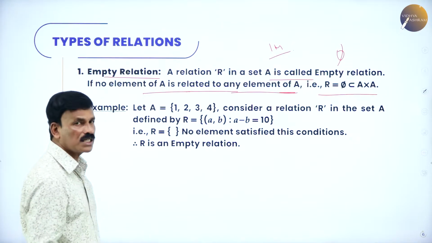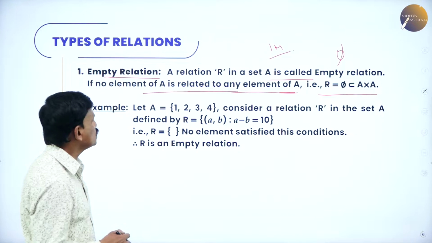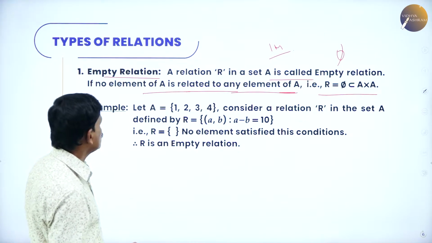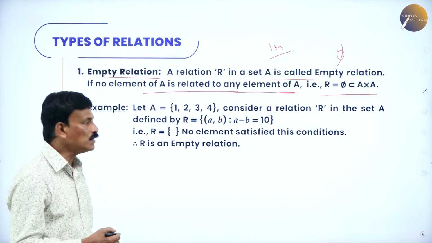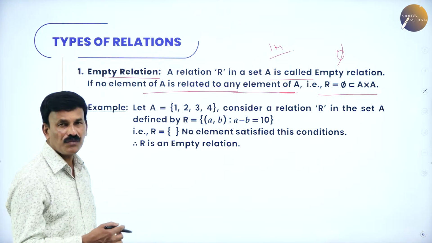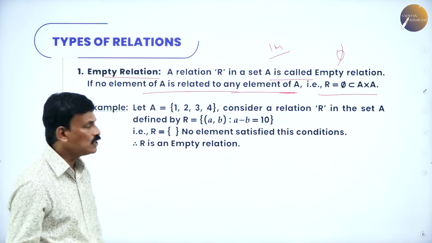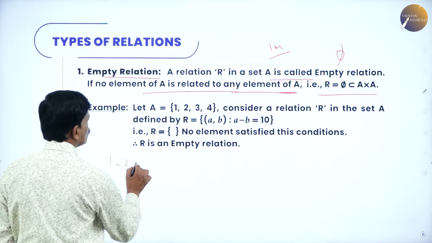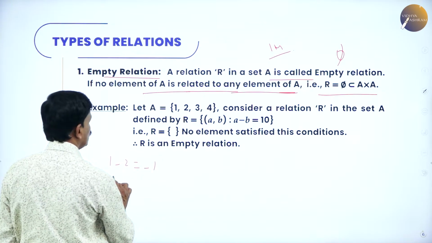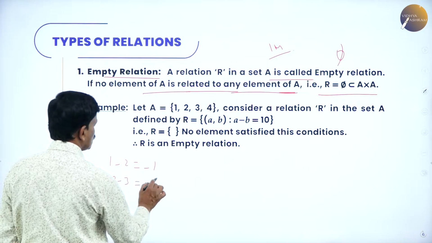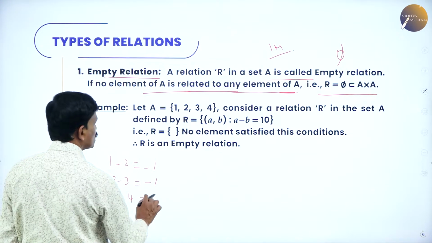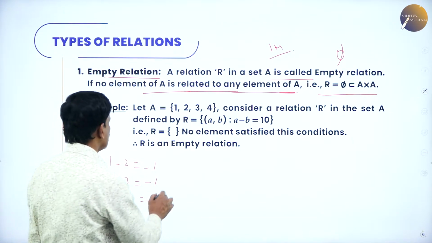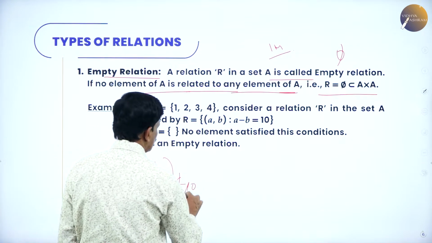Now let us consider an example. A is equal to {1, 2, 3, 4}. Consider a relation R on the set A defined by R equal to (a, b) such that a minus b is equal to 10. So if you subtract two numbers, you should get 10. Now, what are the elements here? 1, 2, 3, 4. If you subtract, 1 minus 2 is equal to minus 1. Again 2 minus 3 is minus 1. 3 minus 4 is also equal to minus 1. So, if you subtract any elements of A, you won't get 10, it is not equal to 10.